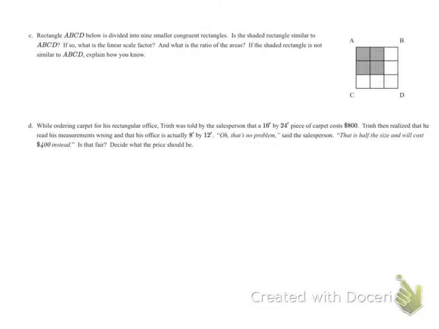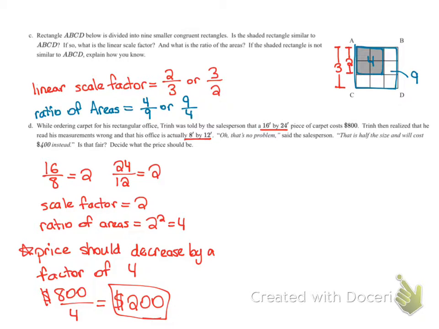All right, so now I want you to pause the video again, and I want you to try parts C and D. Okay, so in part C, you were asked to find the scale factor and the ratio of the areas. To find the scale factor, I compared side lengths. In the smaller rectangle, the height was 2. In the bigger rectangle, the height was 3. So I could say that the scale factor is 2 to 3, or if you said 3 to 2, that's fine too. And then it asked me to compare the areas.